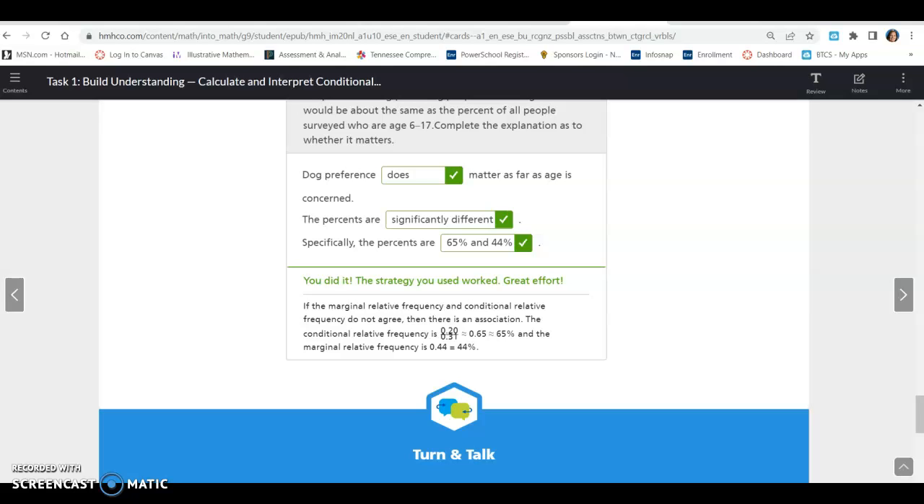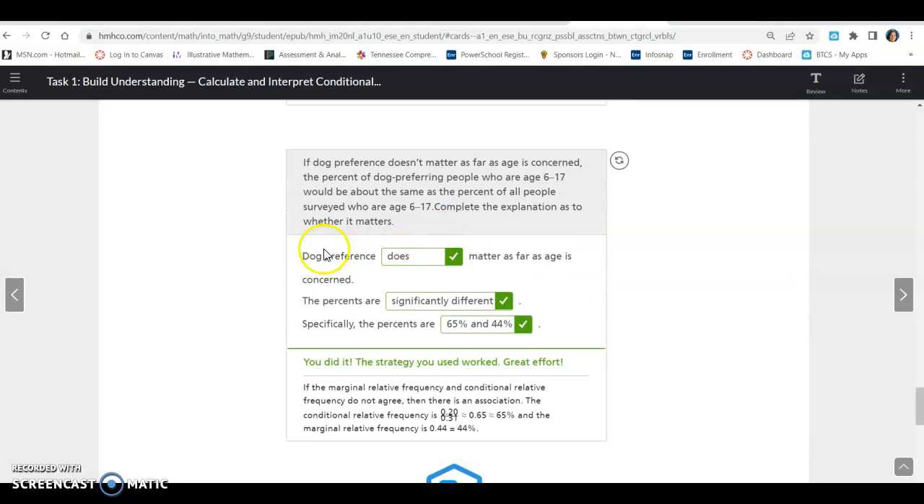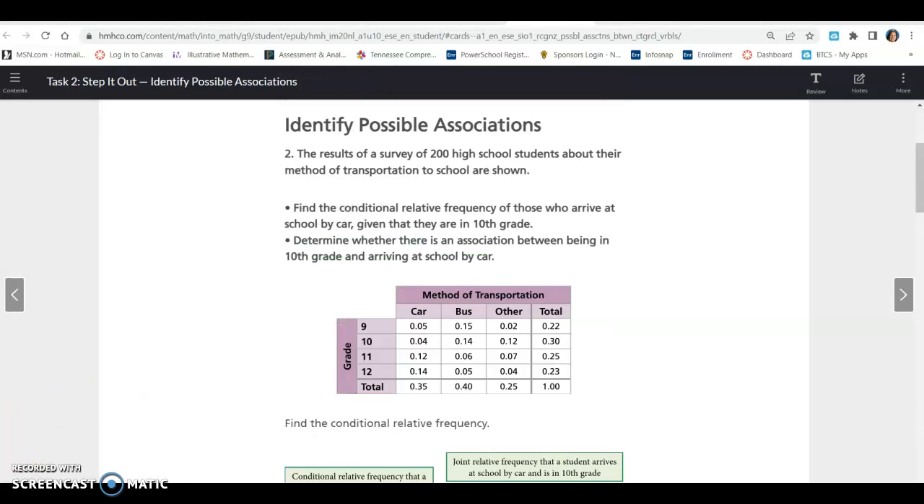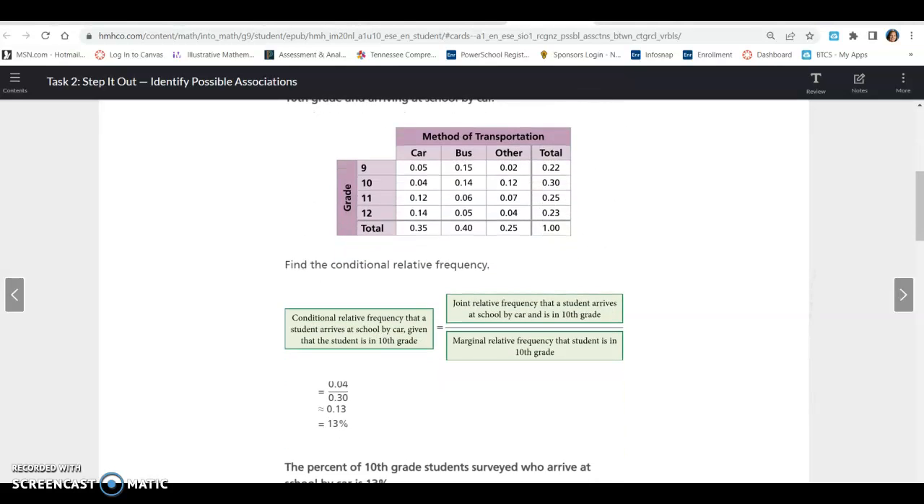All right, so that is all of task 1. If you have any questions, let me know. Lesson 21.2, task 2. Identify possible associations. The results of a survey of 200 high school students about their method of transportation to school are shown. Find the conditional relative frequency of those who arrive at school by car, given that they are in the 10th grade. Determine whether there is an association between being in 10th grade and arriving at school by car.